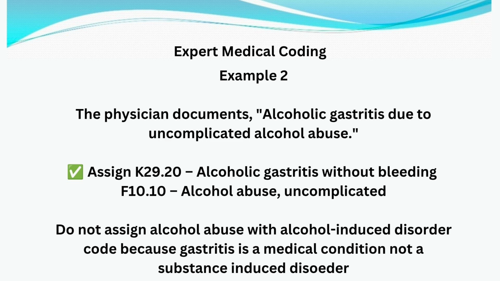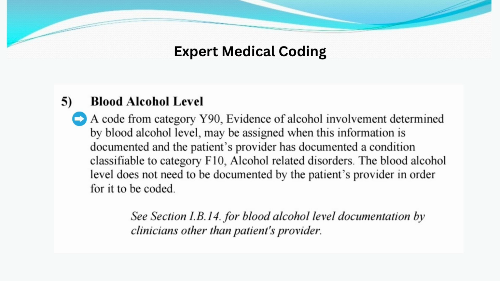Let's move towards the next guideline, blood alcohol level. A code from category Y90, evidence of alcohol involvement determined by blood alcohol level, may be assigned when this information is documented and the patient's provider has documented a condition classifiable to category F10, alcohol related disorders. The blood alcohol level does not need to be documented by the patient's provider in order for it to be coded. Let's understand this guideline in more detail.